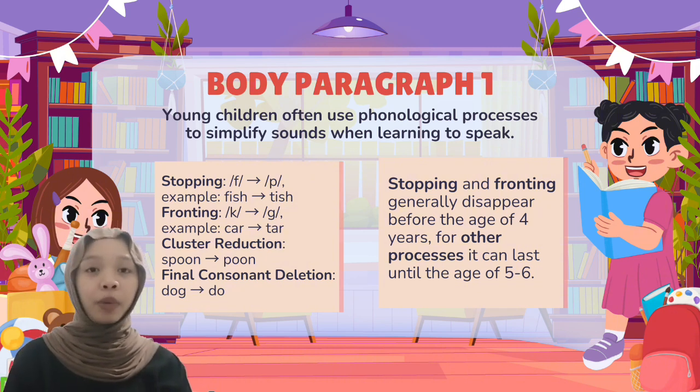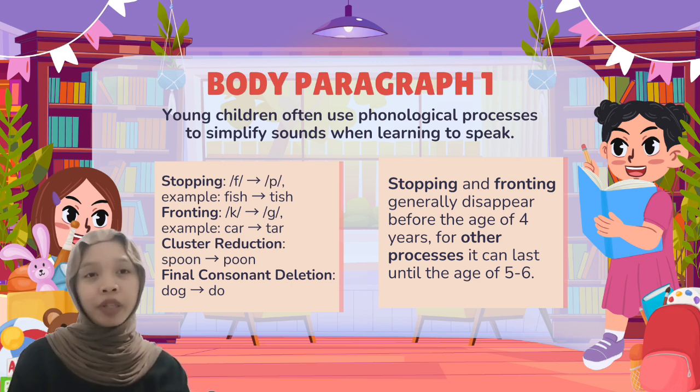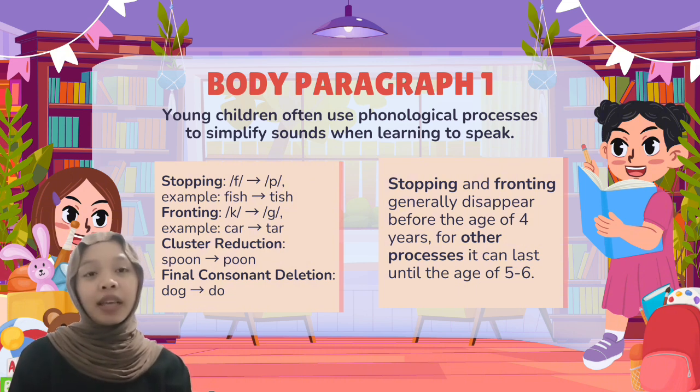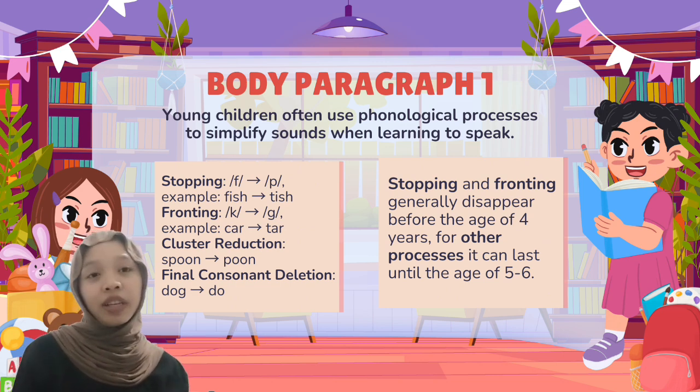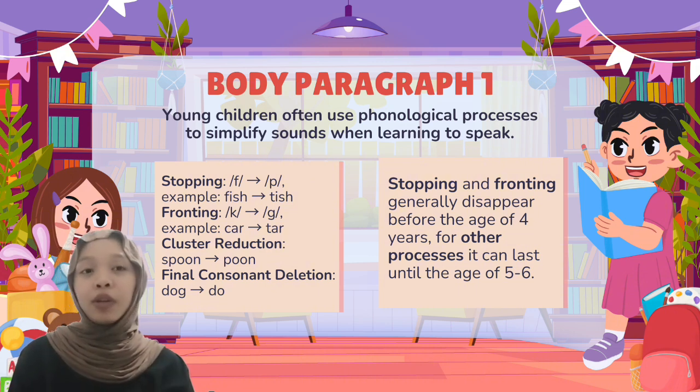At the early stage of speech development, young children often struggle to pronounce certain sounds clearly. To make speaking easier, they naturally use what we call phonological processes, which are patterns of sound simplification. These processes are a normal part of learning to speak and help children approximate adult speech as their articulation skills mature. Some of the most common phonological processes include stopping, where a fricative sound like F is replaced with a stop sound like P. For example, the word fish might be pronounced this way. Then there is fronting, which happens when back sounds like K or G are replaced by front sounds like T or D, so car becomes tar. Children may also simplify consonant clusters through cluster reduction, such as saying poon instead of spoon, or drop the final sound in a word, a process known as final consonant deletion, like saying do instead of dog.